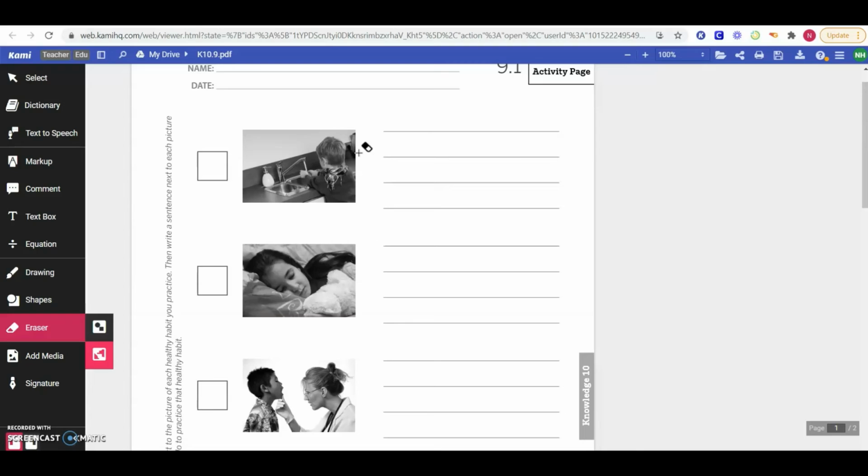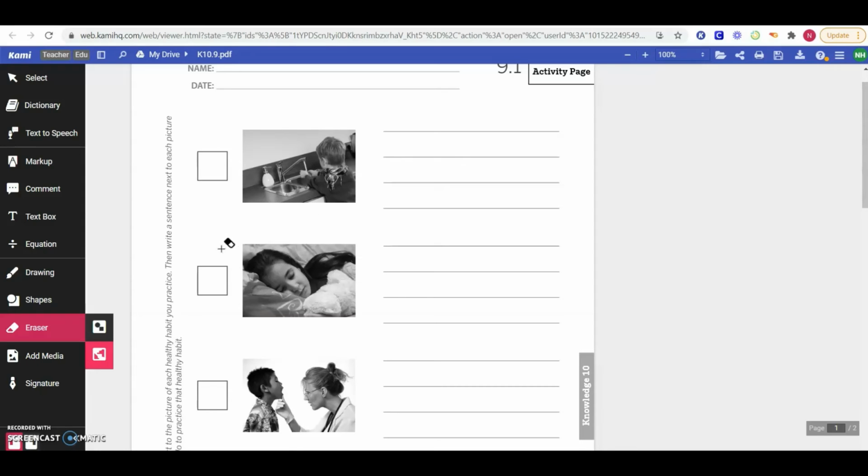So our first one is a picture of someone washing their hands. Place a check mark if you feel that you do a good job of washing your hands when you go to the bathroom, before you eat, and anytime they are unclean. Then you'll write a sentence telling me how you keep those hands clean, how you keep that habit.